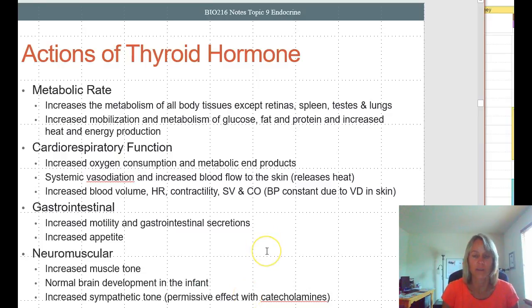A permissive effect is that, so you have catecholamines, epinephrine, and if you also put in thyroid hormone, the effect is more than additive. And it does this because thyroid hormone acts to cause the upregulation of epinephrine receptors. So that's going to increase the response to epinephrine.